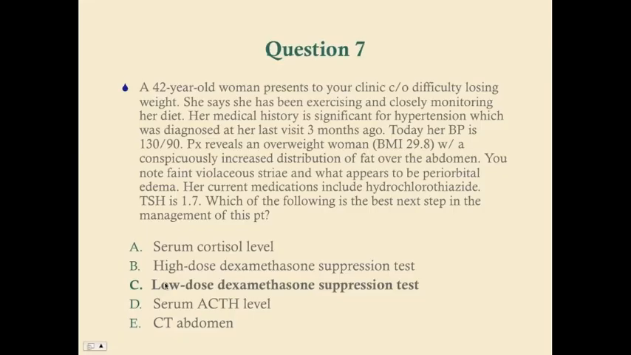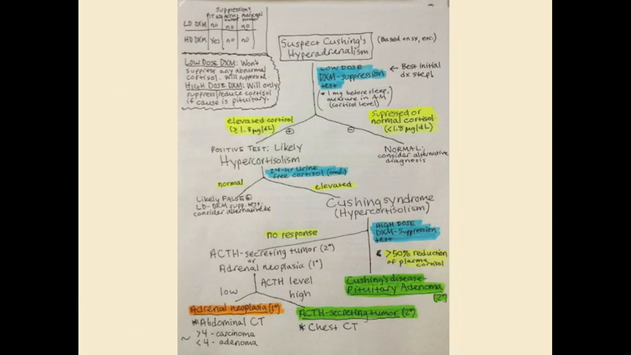So in this patient, you get a low-dose dexamethasone suppression test. That's the first test we get when we suspect Cushing's syndrome. Remember, Cushing's syndrome is anything that causes hypercortisolism. Cushing's disease is strictly a pituitary adenoma, which is in the realm of Cushing's syndrome.